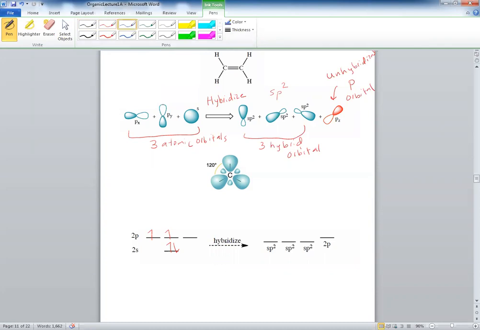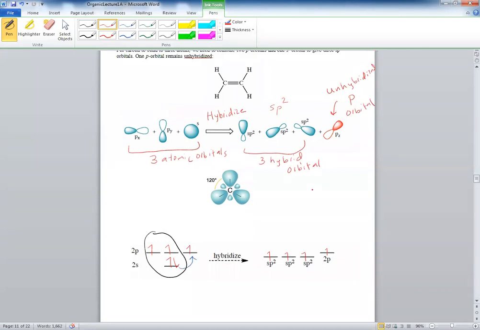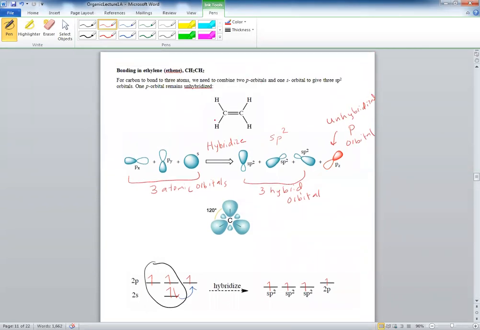In order for you to have 3 unpaired electrons, you promote one of them from the 2s to the 2p. And when you hybridize, you mix 2 p orbitals and an s orbital. So you mix these and you leave this one unhybridized. And that's how we can explain the sp2. So here it is, 1, 2, 3, and there you go for the 2p, which explains the hybridization on ethene, or ethylene.